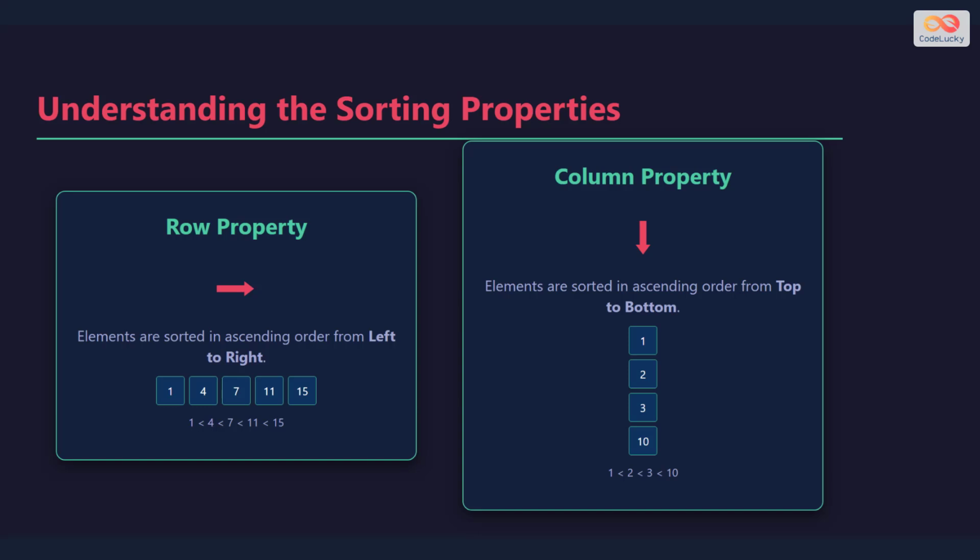Understanding the data structure is crucial. Notice how the numbers increase as you move to the right within any row. Similarly, notice how the numbers increase as you move down within any column. These two properties are what we will leverage to avoid scanning the entire matrix.